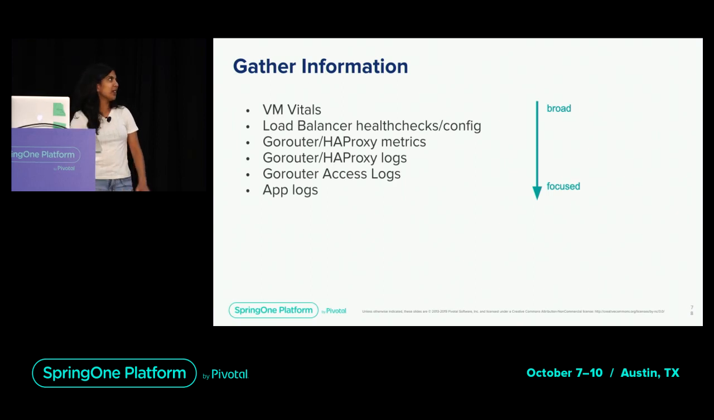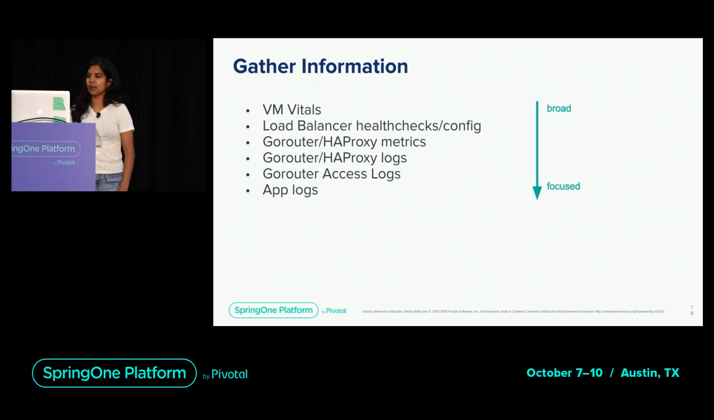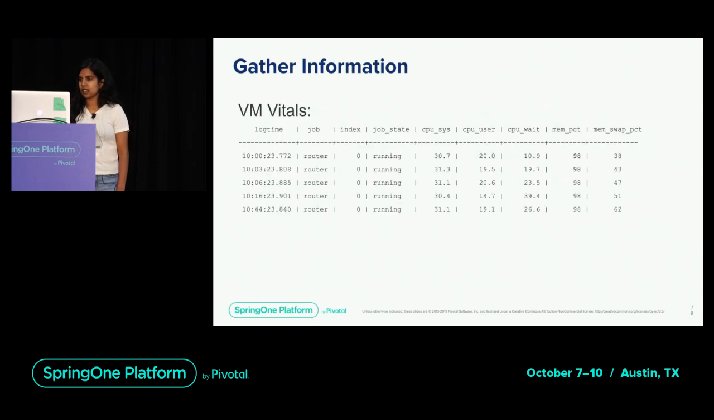And so because we know that there's a lot of components at play when handling a request, here's a couple of places that you could look for information, roughly ordered from broad to more focused. And right now, the only information we have relates to high memory usage and cflogin requests hanging. So it's probably a good idea to start broad and look at the VM vitals. So here's a snippet of the VM vitals.